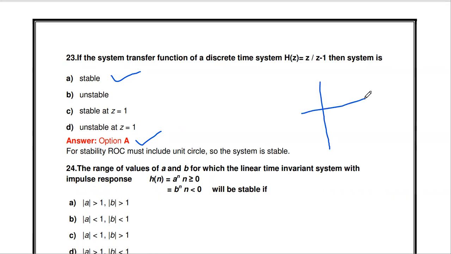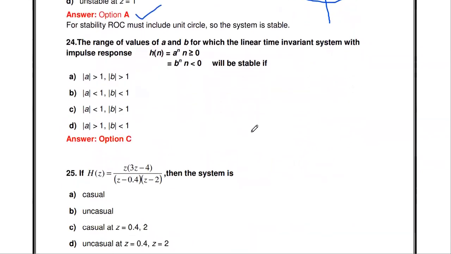So we have to mark the pole at 1. So the ROC is this one. The ROC is the exterior part of the circle. In the ROC, the unit circle is included. ROC includes the unit circle, so the system is said to be a stable system.